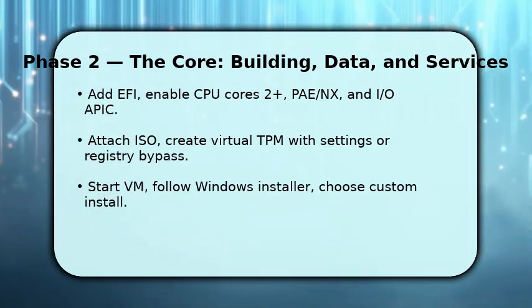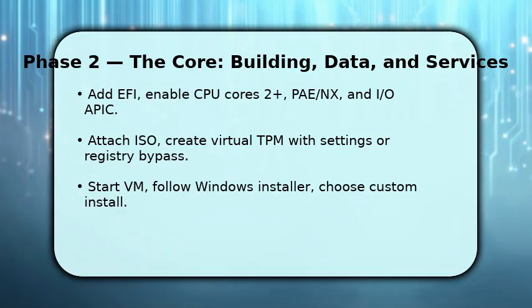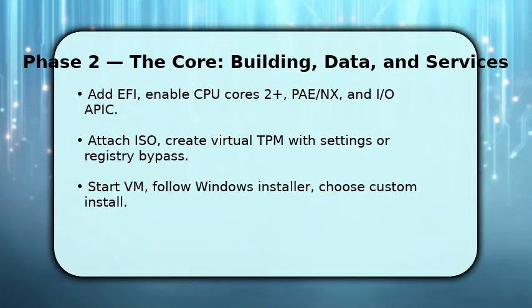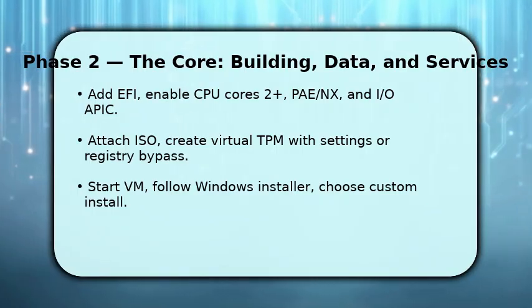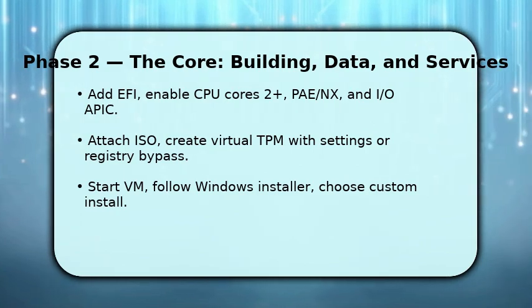For TPM, either add a virtual TPM via VBoxManage with a secure key or use the installer registry bypass method. I show both so you can pick. Start the VM. Run the Windows installer, pick Custom, and create or format the virtual disk.